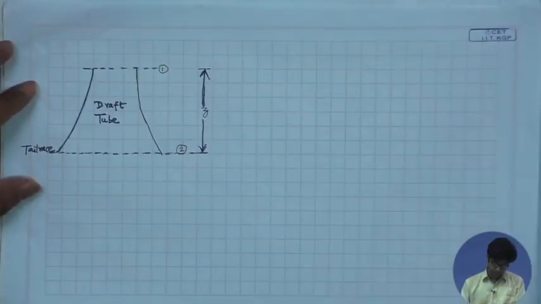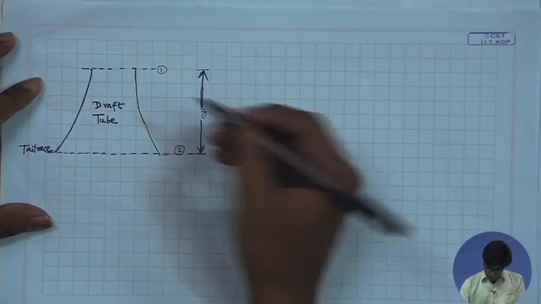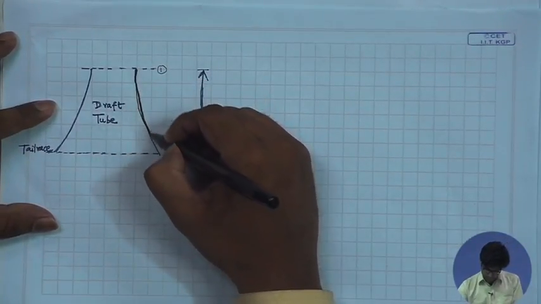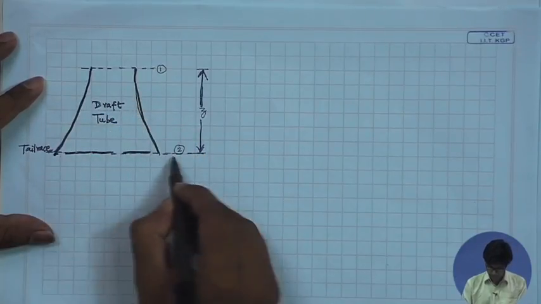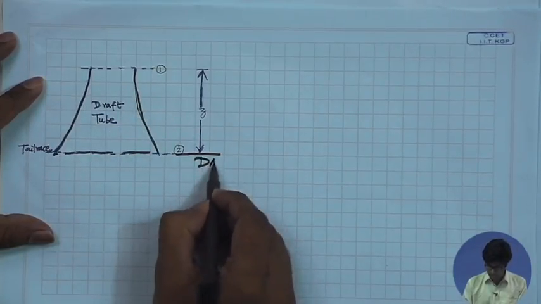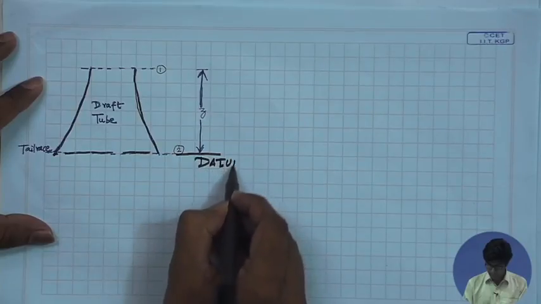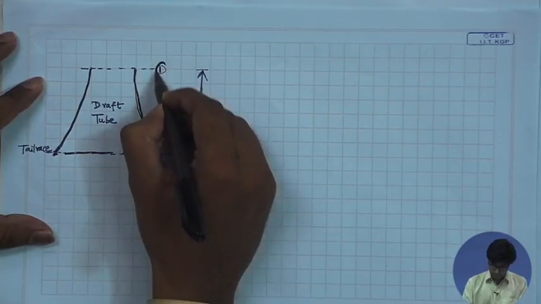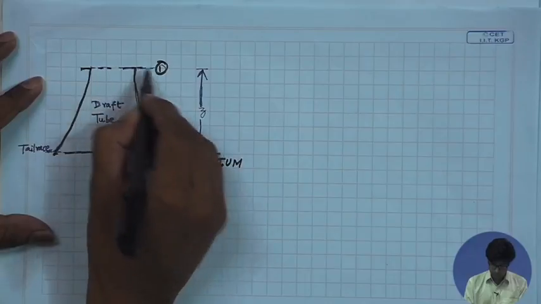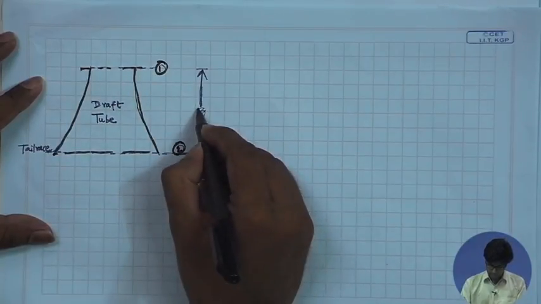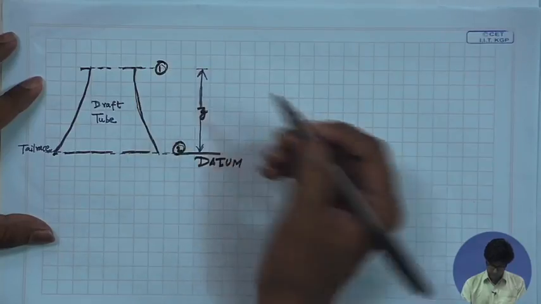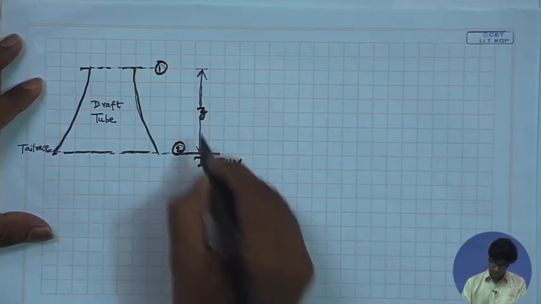Before that, let me show you a schematic of the draft tube. This is the draft tube, this is the tail race, and we will be considering this as the datum. This is section 1 or the inlet to the draft tube, and we are considering the tail race as section 2. This is the elevation of the inlet of the draft tube above the tail race level, which is Z.